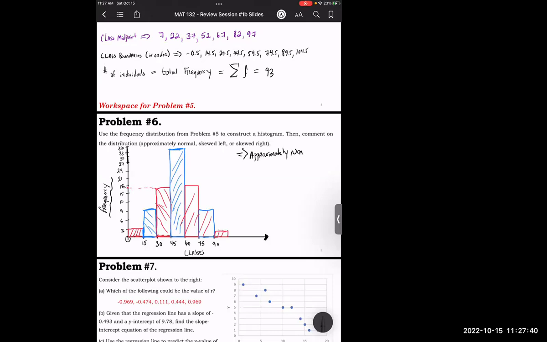Right? It resembles a bell-shaped curve. Right? The bell-shaped curves look something like this. Not the best of bells, but a bell nonetheless.